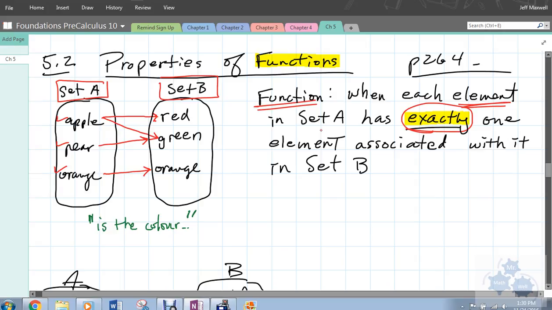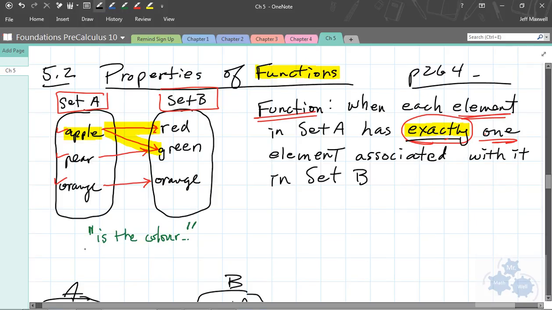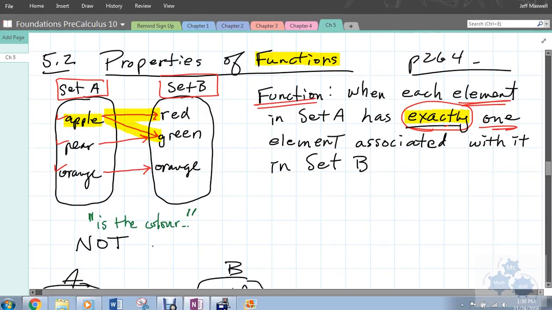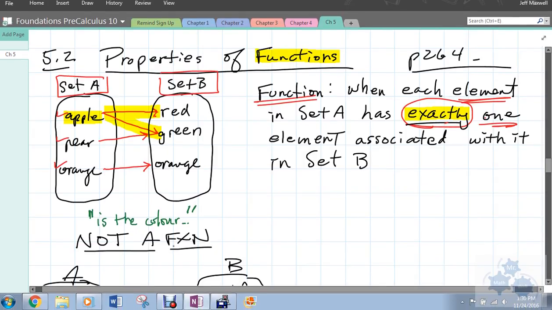Well, let's go back to our definition. A function is a special relation where each element in set A has exactly one element associated with it in the other set. So exactly means no more and no less than one. We look over here, the apple has two possible colors here. And so this one is not a function. You'll see me abbreviate function as fxn sometimes. This is not a function.